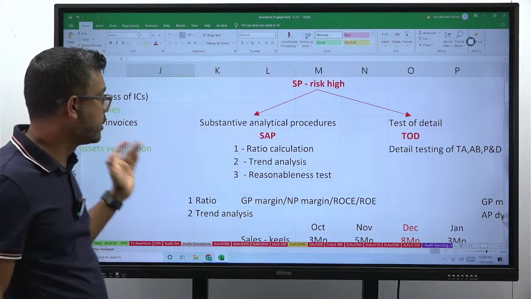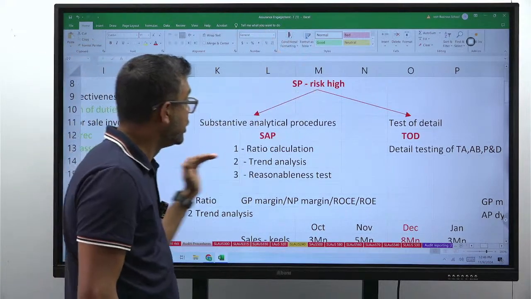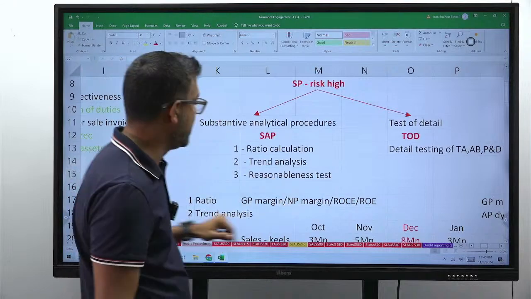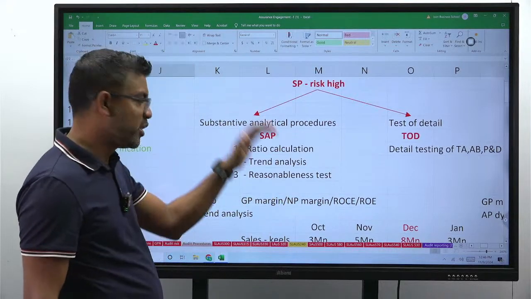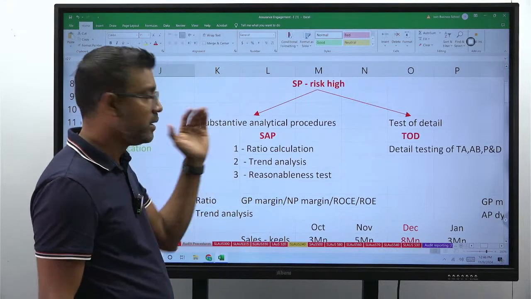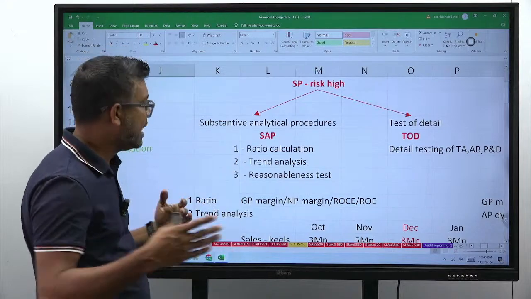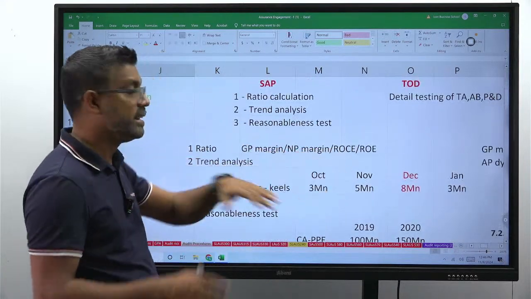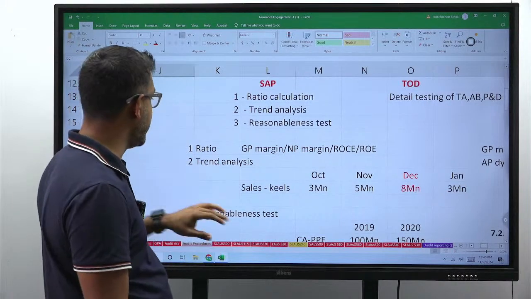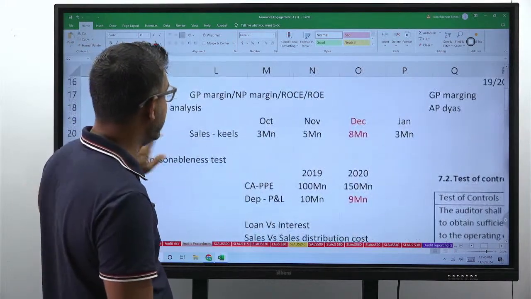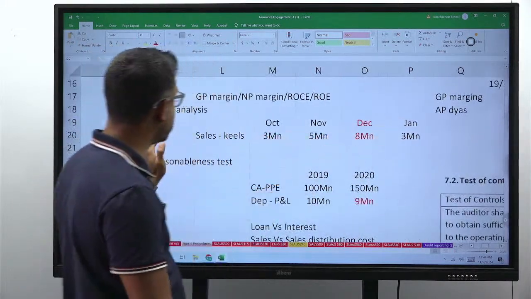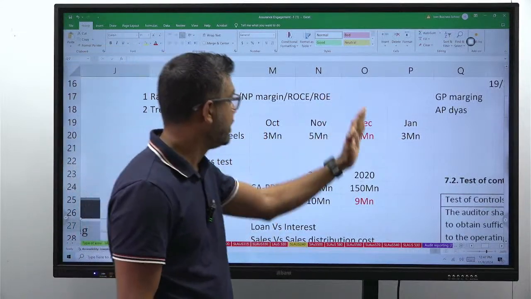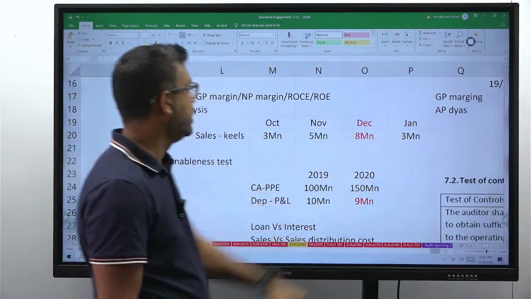depend on internal controls. You have to do some more analytics: ratio calculation, trend analysis, reasonableness test. We have to discuss these in detail, but this is not the right time. Ratio calculation means you look at GP margin and net profit margin, and see whether any unusualities are there. Trend analysis: let's say October, November, December, January sales. October 3 million, November 5 million, December 8 million, January 3 million.